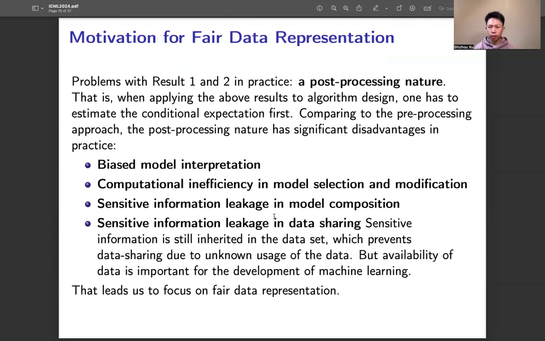Next, we move on to the fair data representation. Although the above 2 theoretical results are nice, they assume the knowledge of the perfect prediction, which is the conditional expectation. So in practice, one needs to apply a machine learning model to estimate that conditional expectation first. That is what we call a post-processing nature of those 2 results. But such a post-processing nature has a lot of disadvantages when compared to a pre-processing or fair data representation approach. We refer to our paper for more details on the disadvantages.